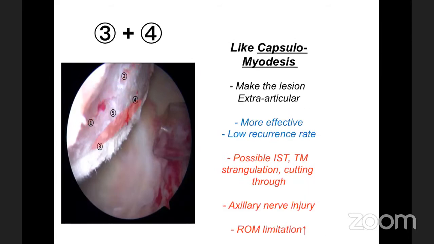Capsulomyodesis, if you do it at 3 and 4 position, because you are going very close. In that position, you may not be able to take the tendon. You have to take some kind of muscles. Sometimes you might take the teres minor muscle, and that is going to be very difficult because it's going to cause very painful range of motion. The pain chances are very high. However, it has a very low recurrence rate and it's more effective. If you do it at this position, it is very, very effective.